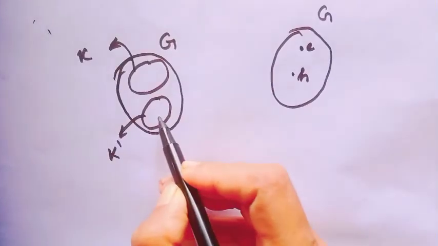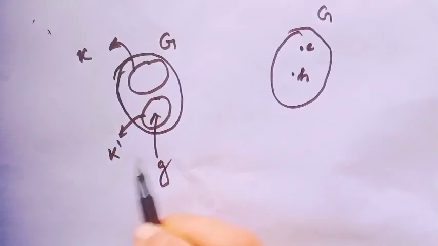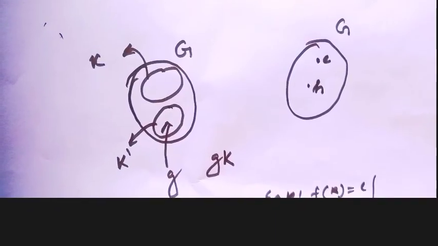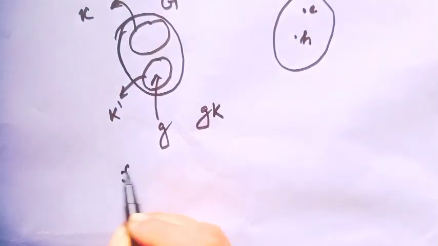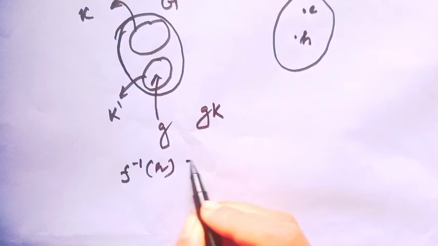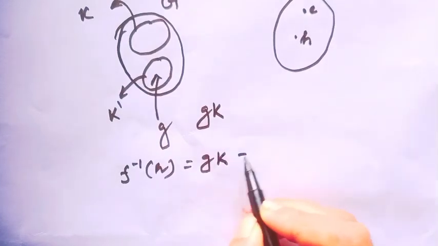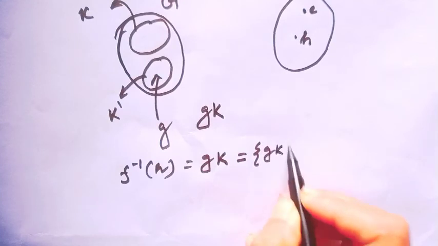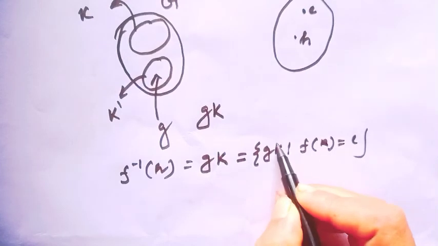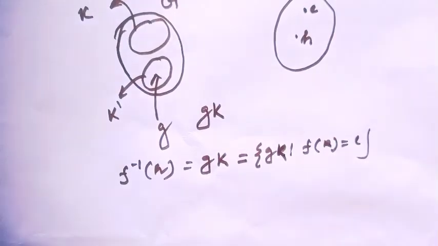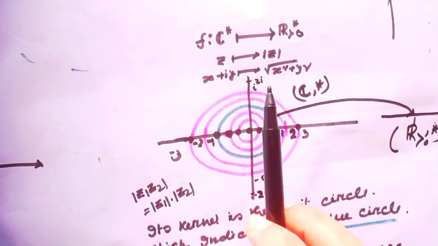If you take an arbitrary element g from K prime, then g times K would be the left coset of capital K. Since K is a normal subgroup, K g is also a right coset of K. That means our claim is the preimage of a is equal to g times K. This is the set of all g k such that f of small k equals identity. Here small k.